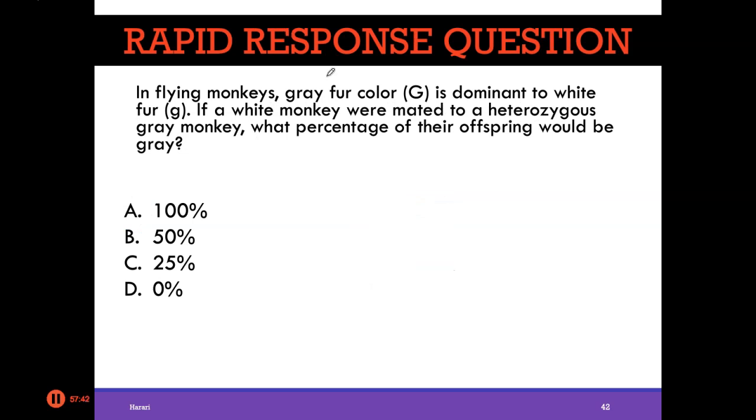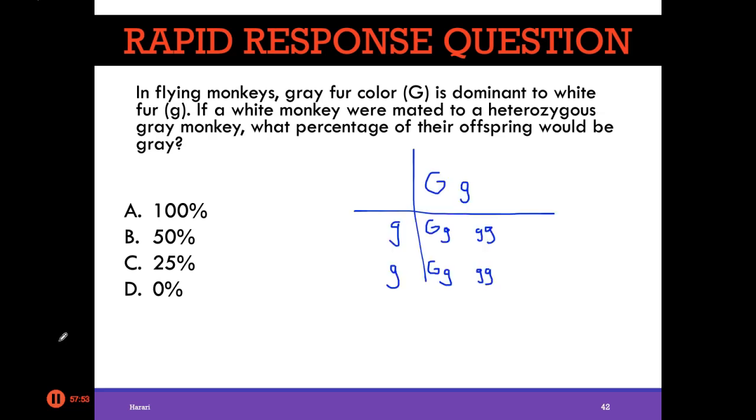Let's do another one. If a white monkey were mated to a heterozygous gray monkey, what percentage of their offspring would be gray? So now pause here and do the entire Punnett square and lock in your answer. So here's the Punnett square showing a heterozygous gray monkey mating with a white monkey. And here you see the answer. 50% would be white and 50% would be gray. So the answer is B.